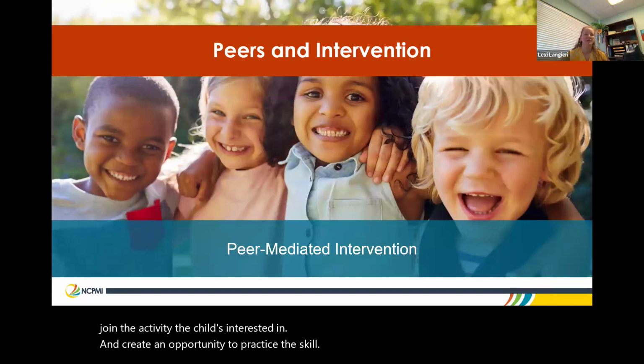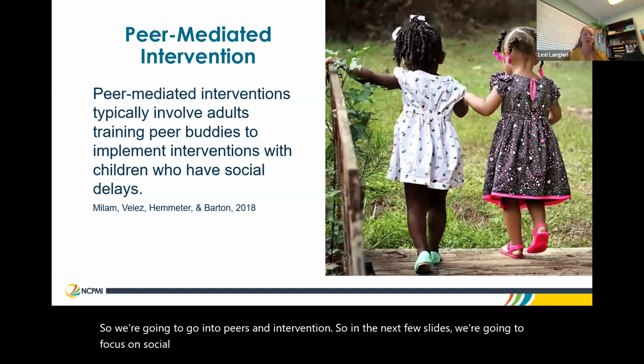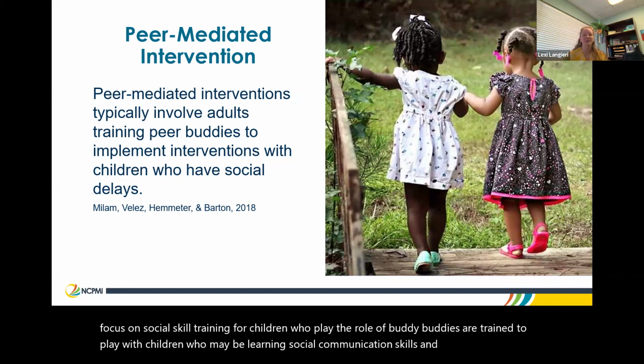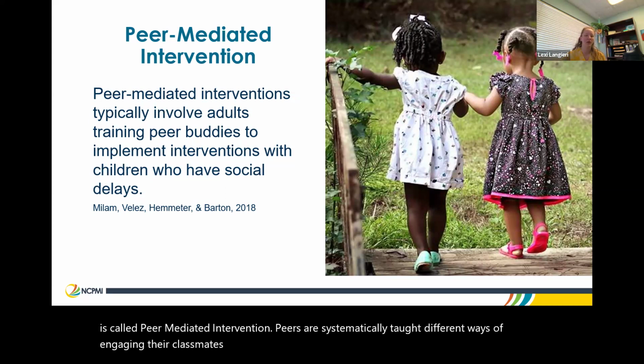So we're going to go into peers and intervention. In the next few slides, we're going to focus on social skill training for children who play the role of buddy. Buddies are trained to play with children who may be learning social communication skills and behaviors. This is called peer-mediated intervention. Peers are systematically taught different ways of engaging their classmates who need extra support in social interactions in both teacher-directed and child-directed activities.